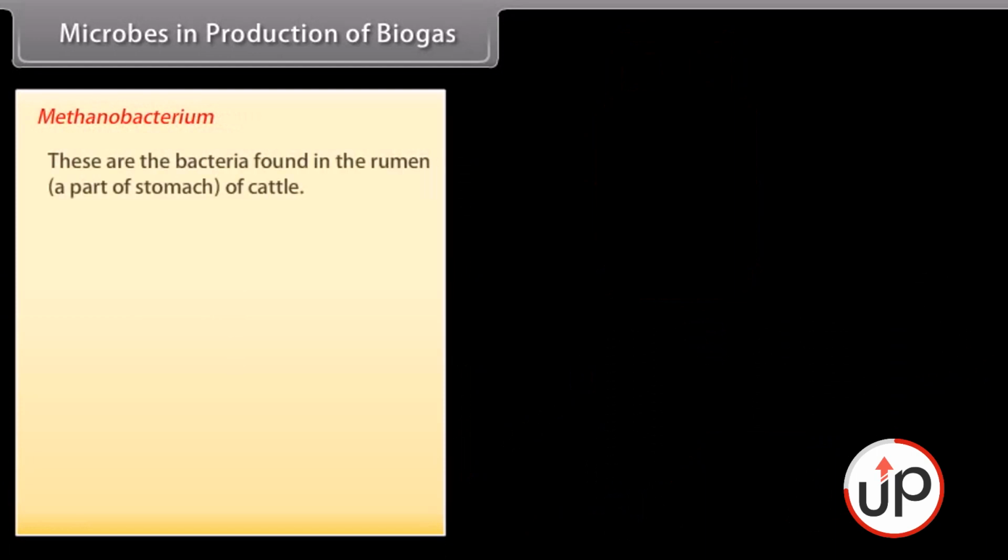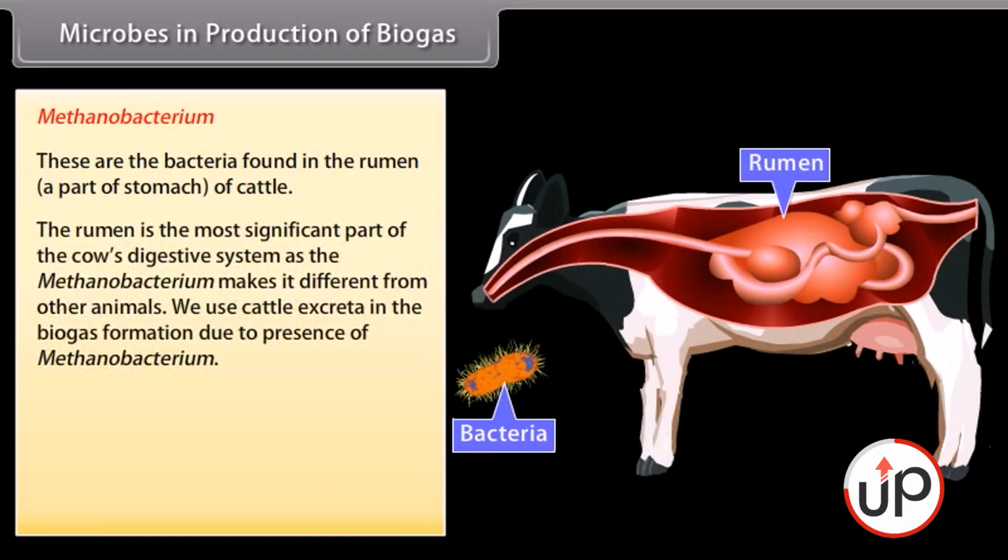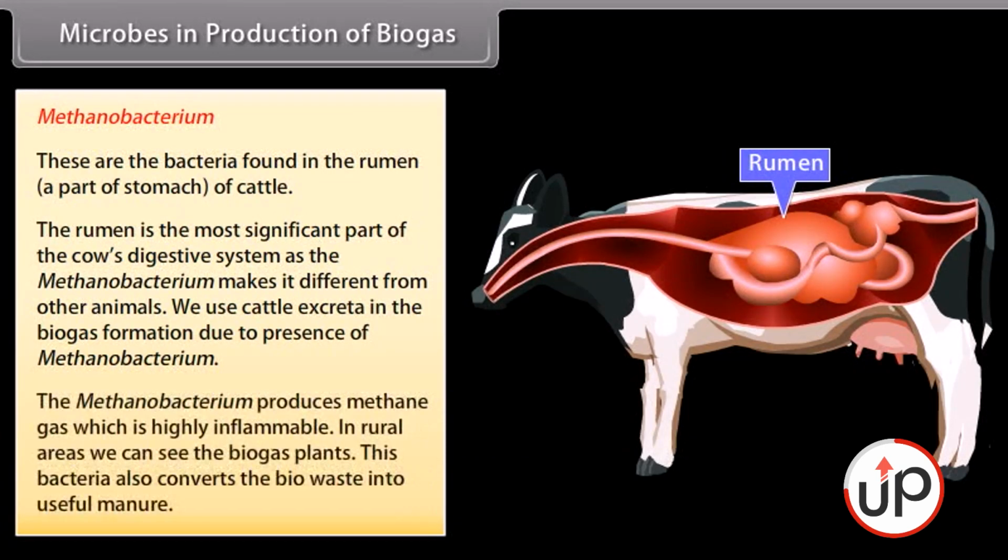Methanobacterium. These are the bacteria found in the rumen, a part of stomach of cattle. The rumen is the most significant part of the cow's digestive system, as the methanobacterium makes it different from other animals. We use cattle excreta in the biogas formation due to presence of methanobacterium. The methanobacterium produces methane gas, which is highly inflammable.